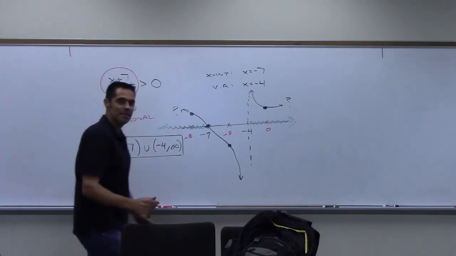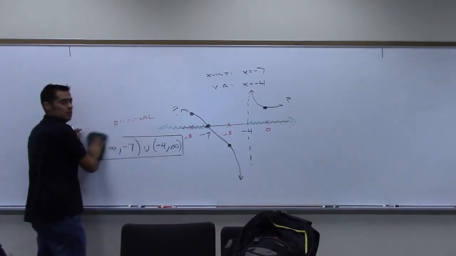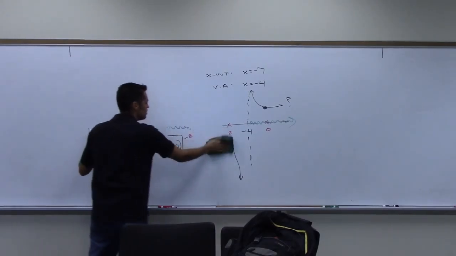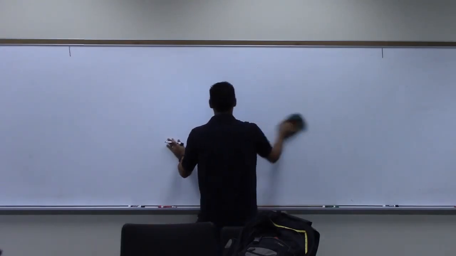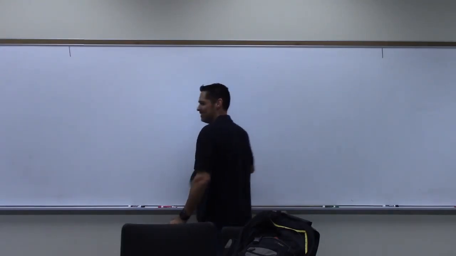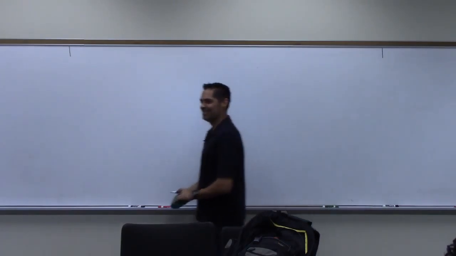Okay, let's look at the next one. You want to try the next one? Okay, you try the next one. Number B? Number B, yes. Do number B. After that, we'll do letter 4. All right.